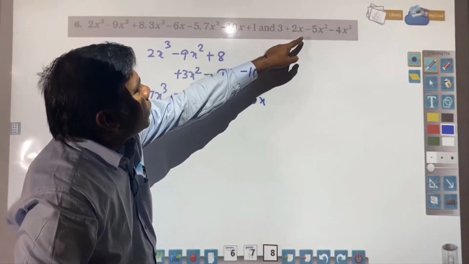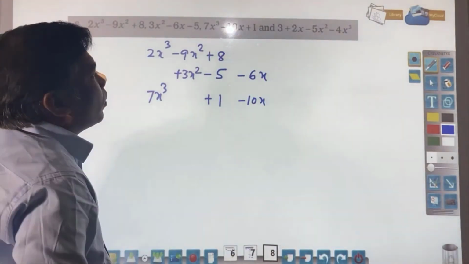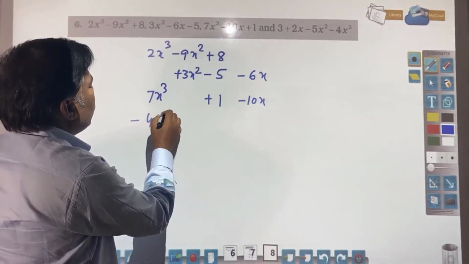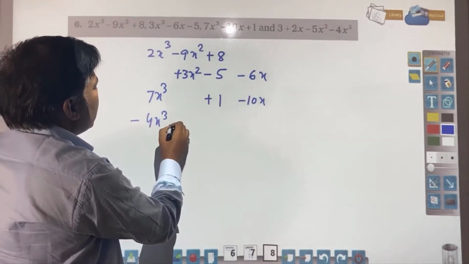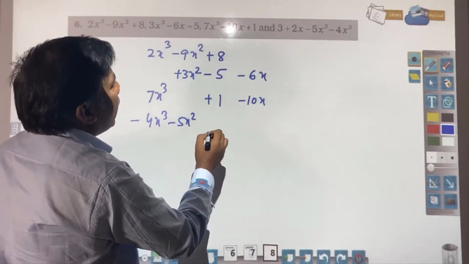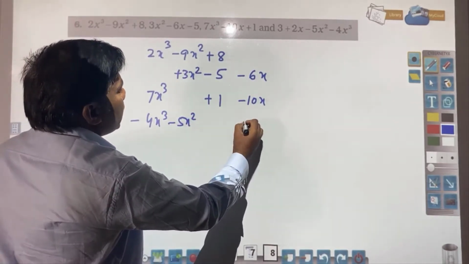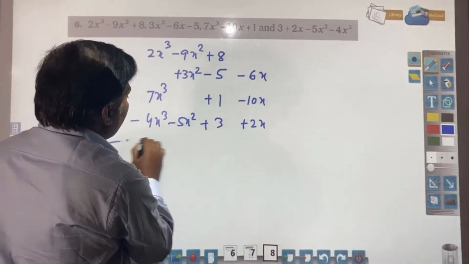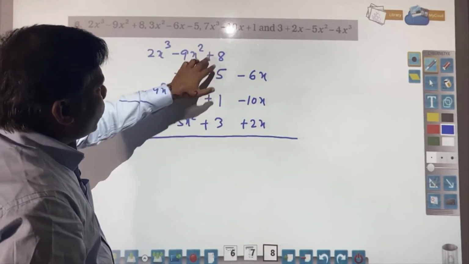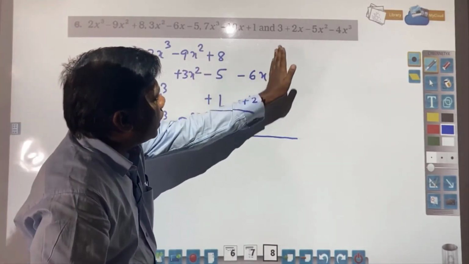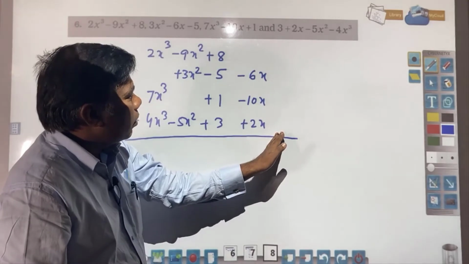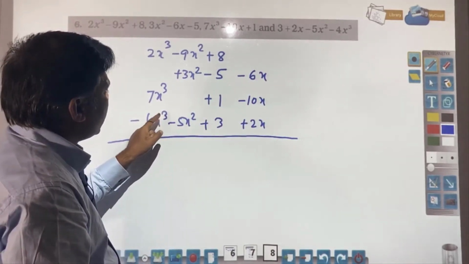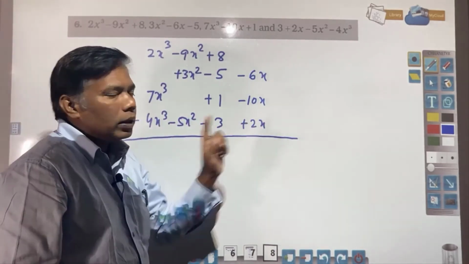3 plus 2x minus 5x square minus 4x cube. So you write first minus 4x cube, then minus 5x square and then you have plus 2x and then you have 3. It is better in the beginning itself. We need to write this constant term in the last column so that in proper order it would be x cube, x square, x and then constant term.